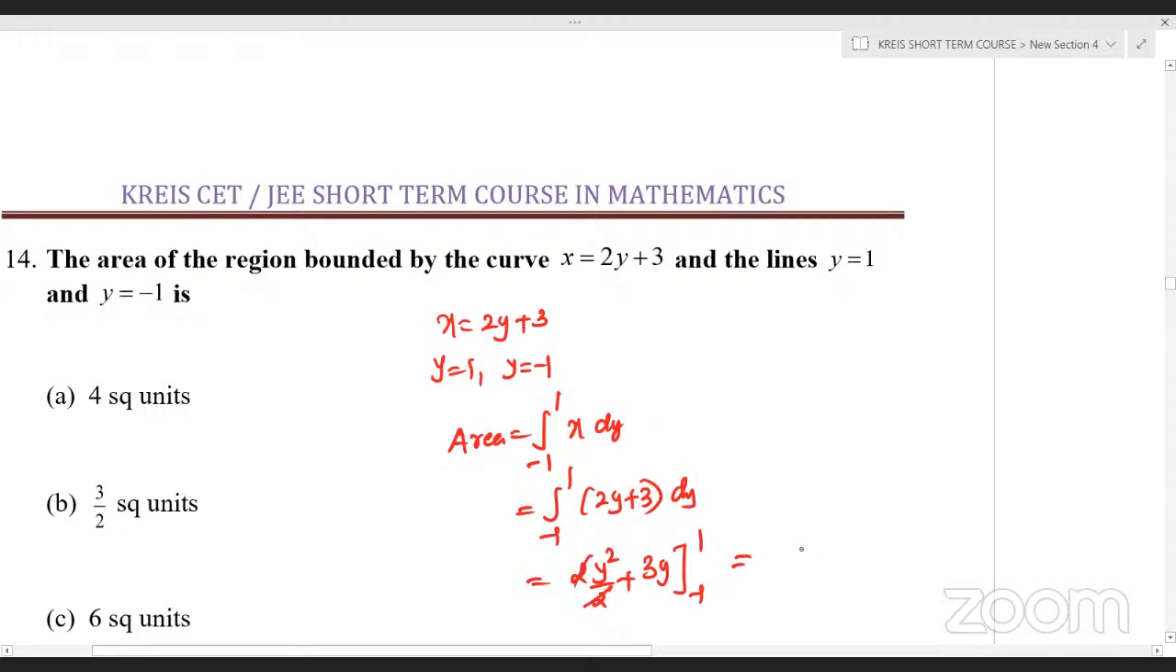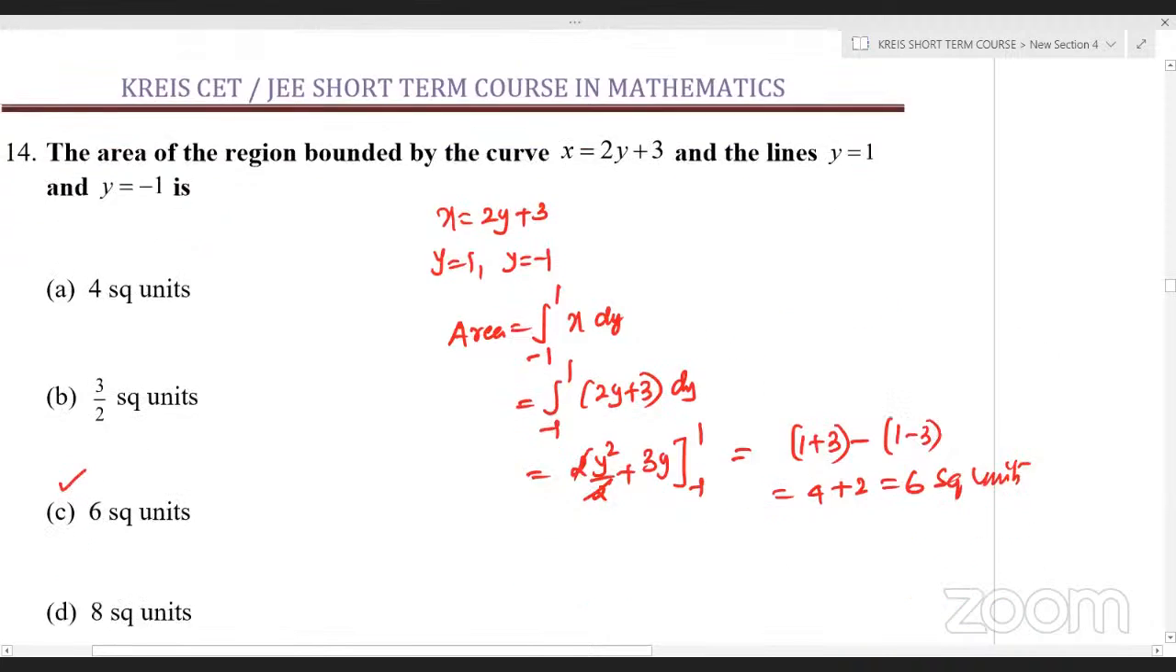So the 2 cancels. 1 square is 1 plus 3 at the upper limit. At the lower limit, minus 1 square is 1 minus 3. It is 4 minus of minus 2. So it becomes 6 square units, which is the required solution for this problem.